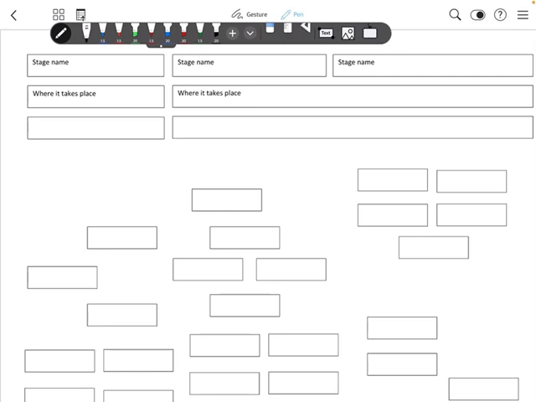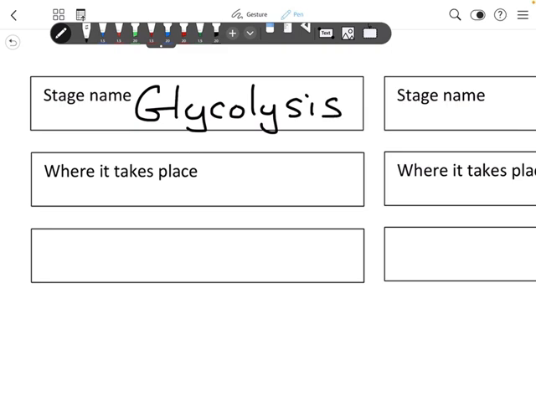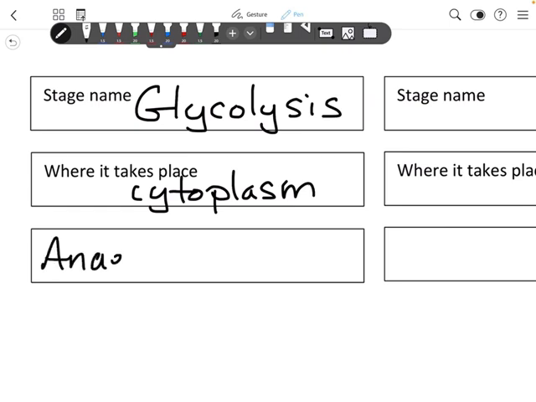So the first stage is called glycolysis. It takes place in the cytoplasm, just outside the mitochondria, which we'll talk about. And this first stage is referred to as anaerobic. That means it's without oxygen, O2.